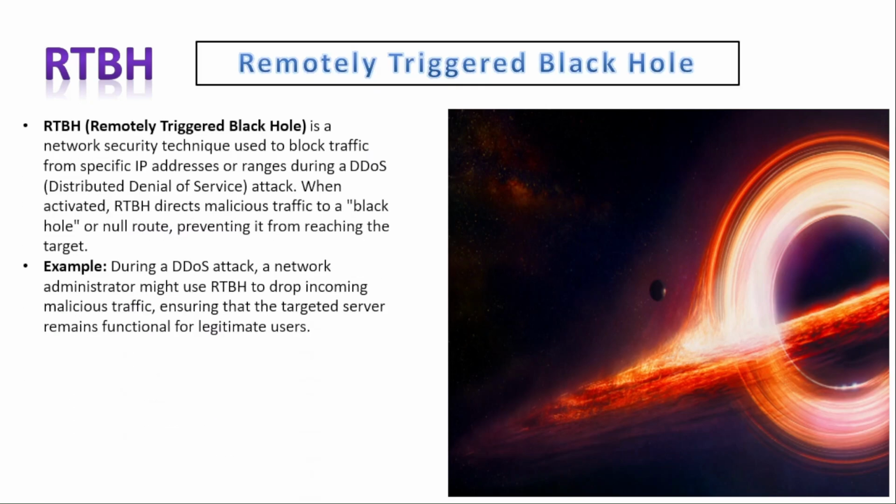RTBH, that is remotely triggered black hole. So RTBH or remotely triggered black hole is a network security technique used to block traffic from specific IP addresses or ranges during a DDoS or distributed denial of service attack. When activated, RTBH directs malicious traffic to a black hole or null route, preventing it from reaching the target. Example, during a DDoS attack, a network administrator might use RTBH to drop incoming malicious traffic, ensuring that the targeted server remains functional for legitimate users.